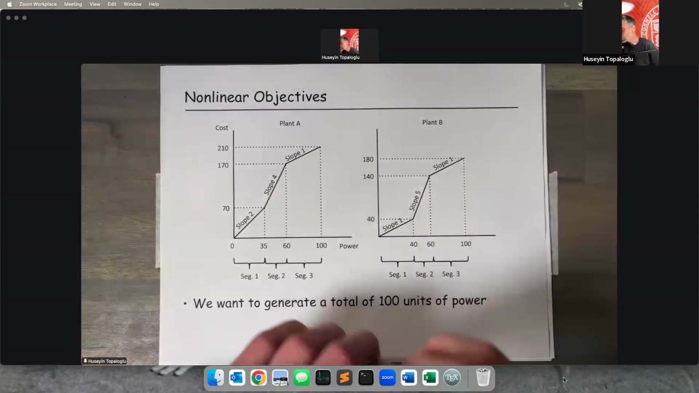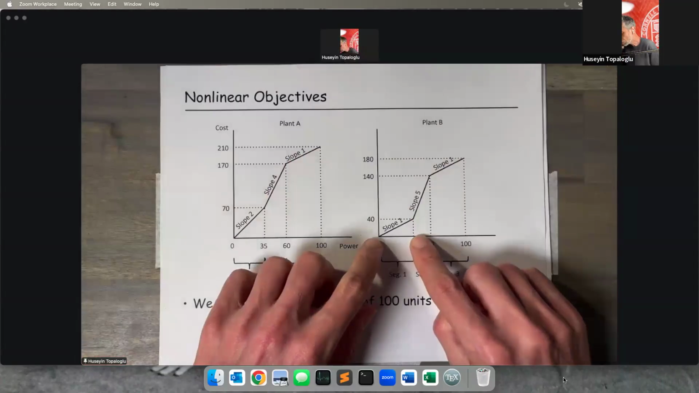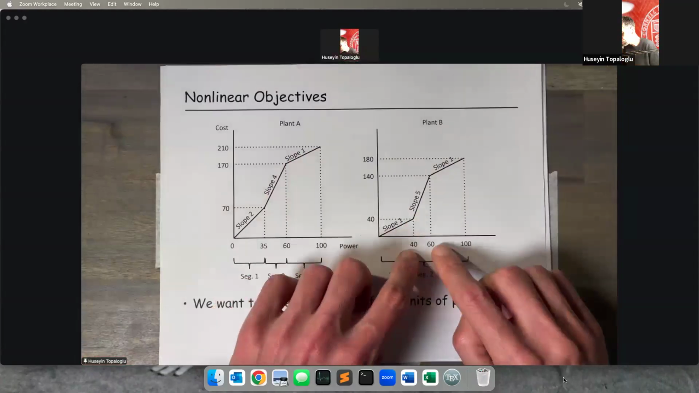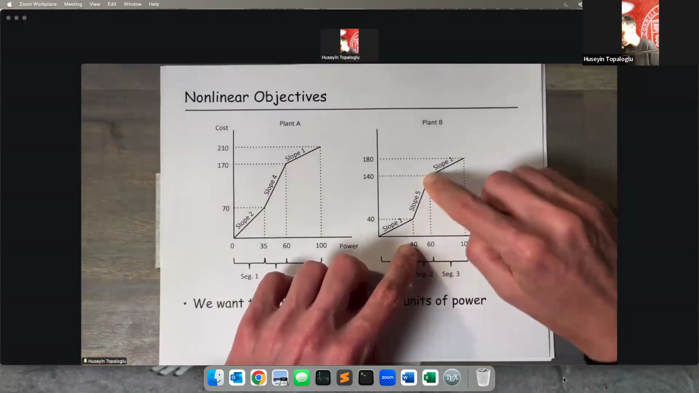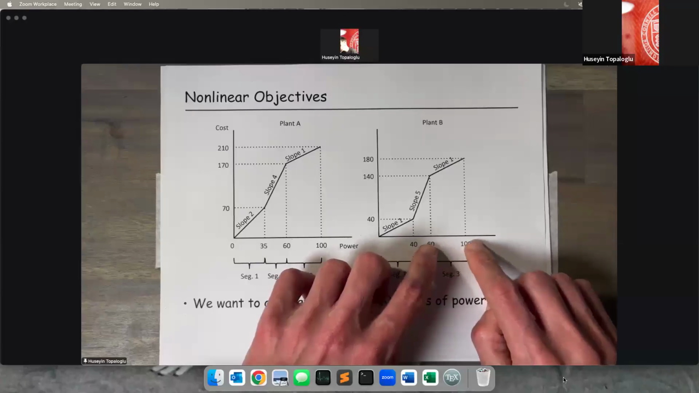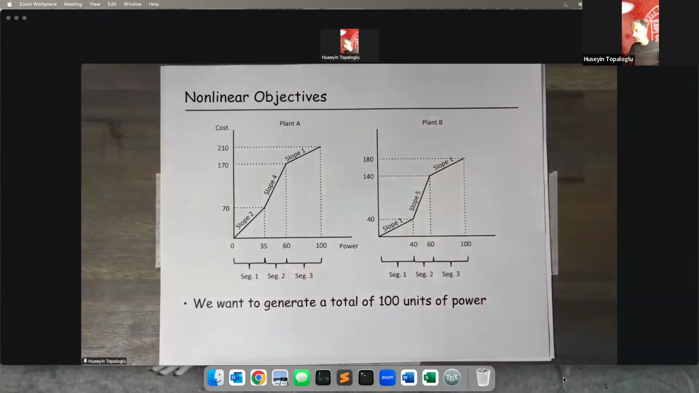We have a similar power production cost in plant B. For the first 40 units of power I produce in plant B, each unit costs me $1. For the next 20 units of power I produce in plant B, each unit costs me $5. And for the last 40 units of power I produce in plant B, each unit costs me $1.